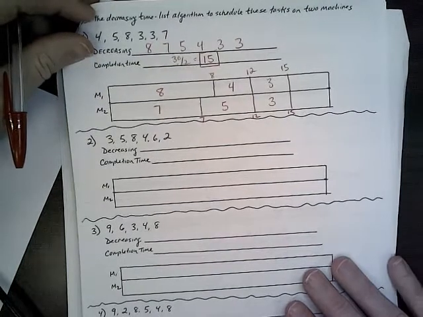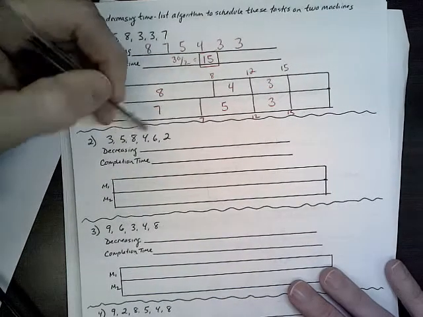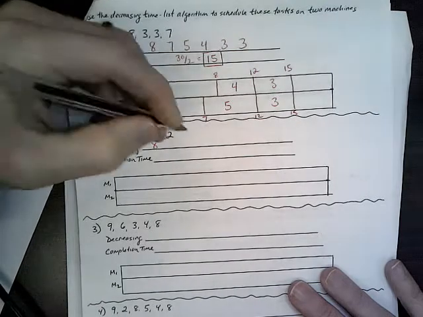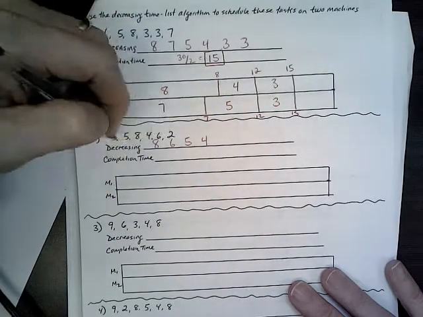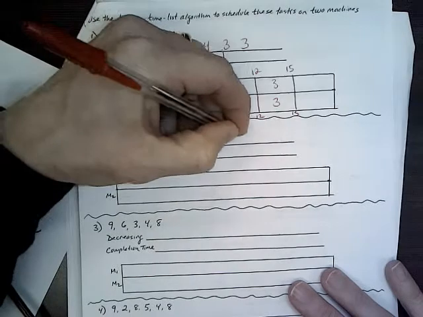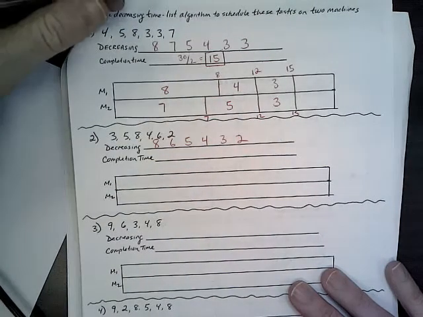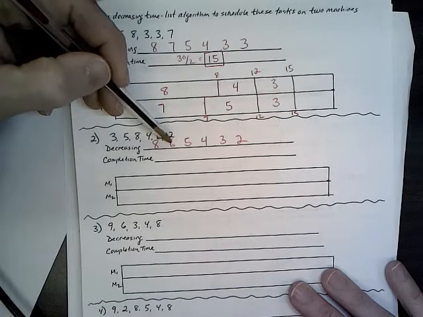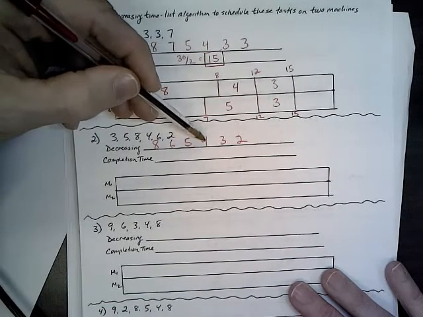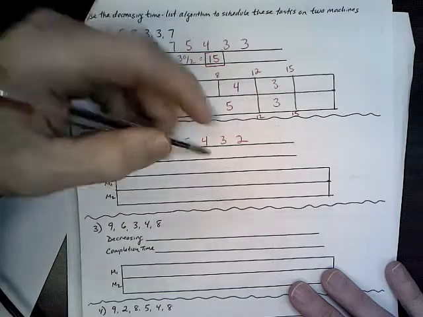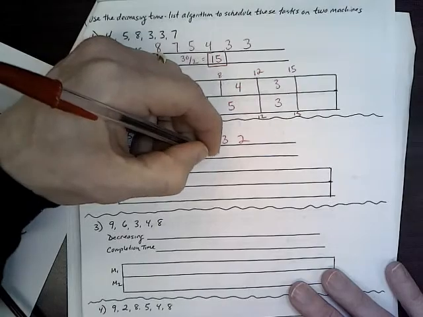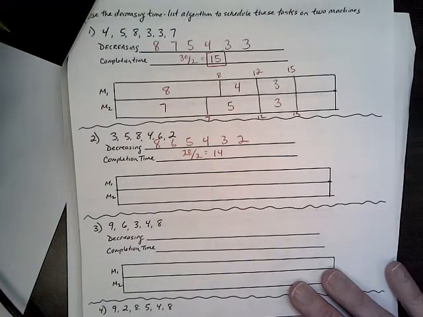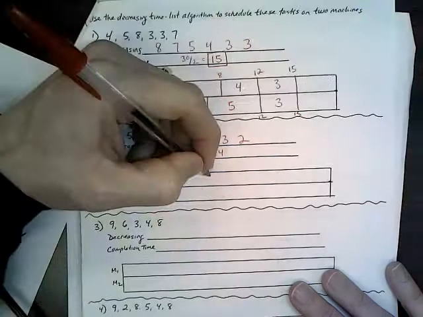Number 2. We'll go with the decreasing order right here. So 8's the biggest, then 6, then 5, then you got a 4, then we got a 3, and then we got a 2. Okay? Completion time, we add them up. 14, 19, 23, 26, 28. You add them up, you get 28. And you got 2 machines. 28 divided by 2 is 14. So we should get 14 minutes. Okay, so machine 1 gets the 8.